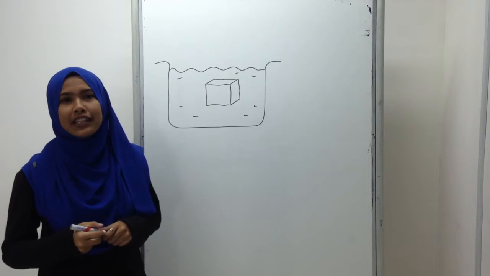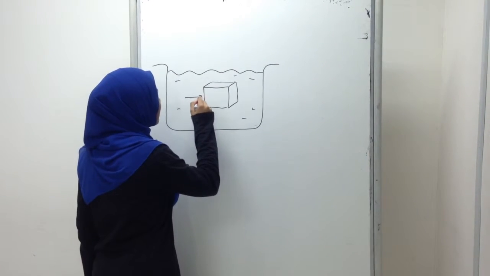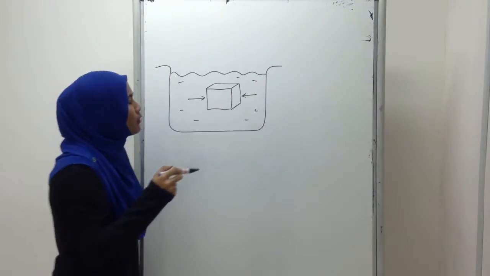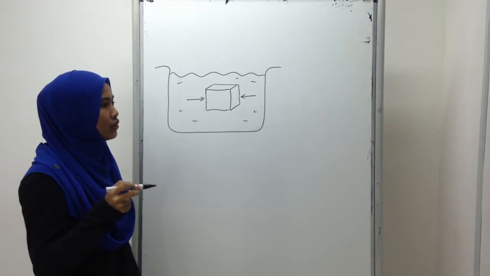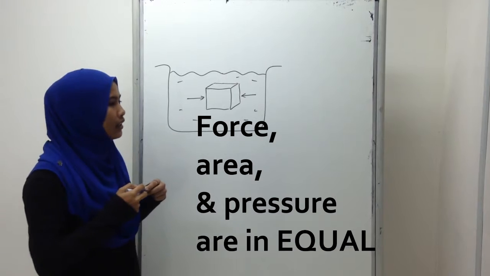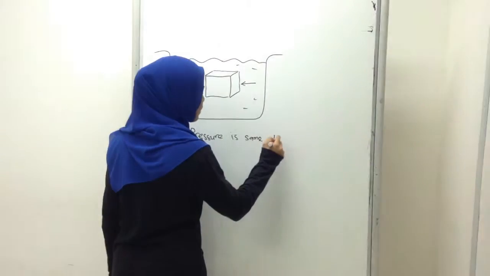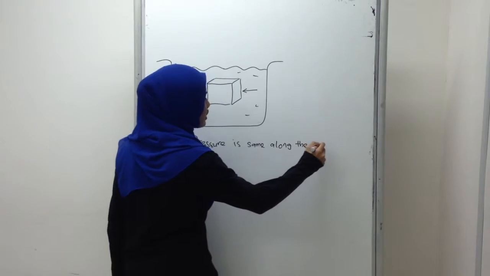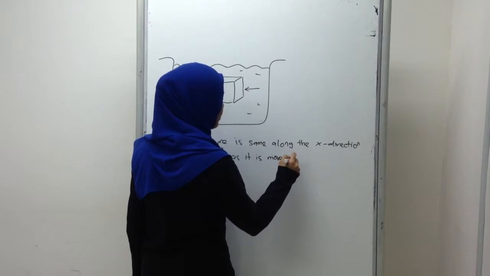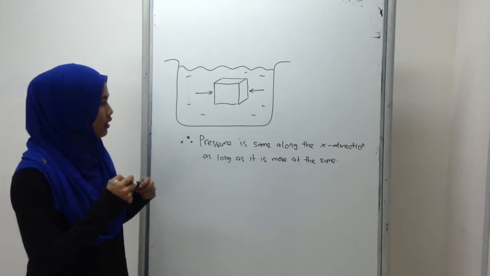In Newton's second law, the force in this direction and this direction is equal if the cube doesn't move. So the force is equal, the area is equal, and the pressure is also equal. The conclusion is that pressure is the same along the x direction as long as it is at the same height. Okay, that is for the x direction.